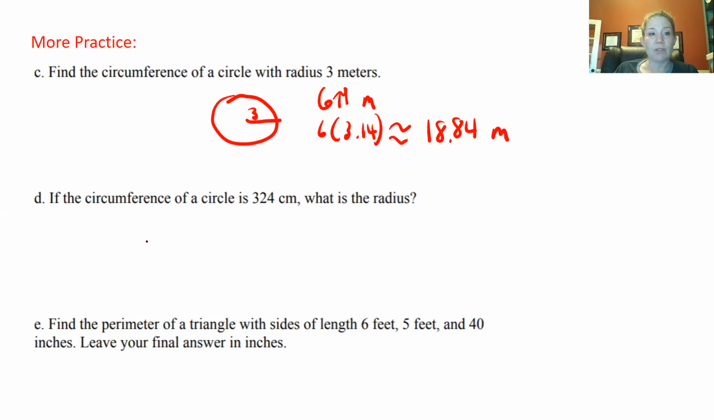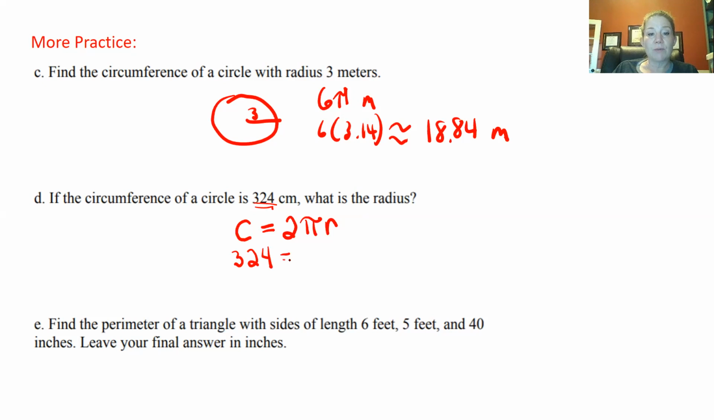Letter D, if the circumference of a circle is 324 centimeters, what is the radius? Oh, that's a good question. Basically it's telling us that they're going to give us the circumference. So let's start with our formula. Now this time they're giving us the circumference. This time they're telling us that the circumference is 324.